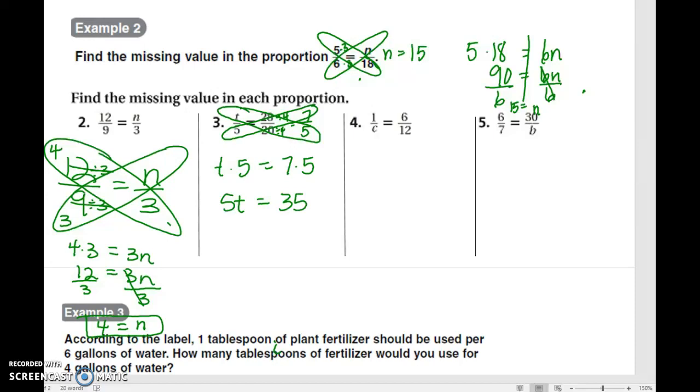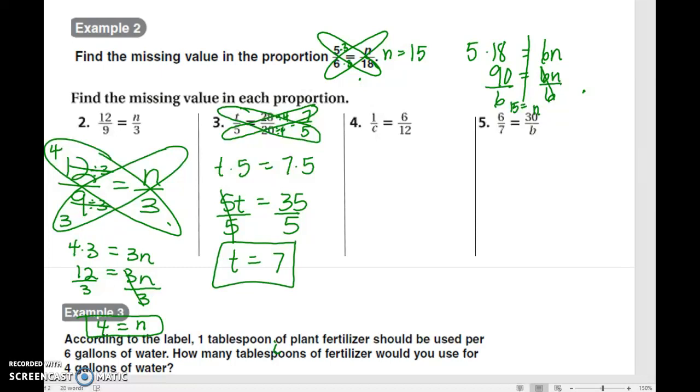Okay, and then how am I going to get my t by itself? Divide by 5. Divide by 5, and remember, whatever I do to one side, I have to do to the other. Math is a very fair thing. Whatever you do to the top, you do to the bottom. Whatever you do to one side, you do to the other. Then you divide those out, and t equals 7.